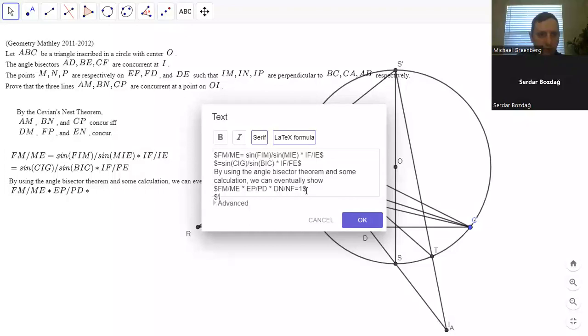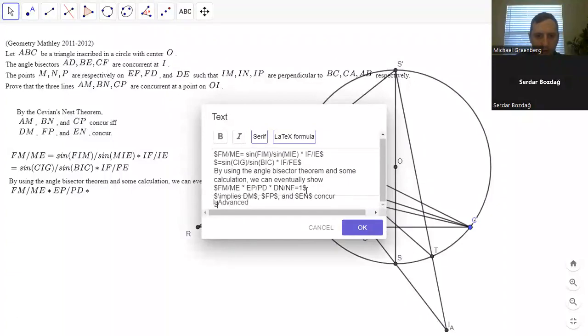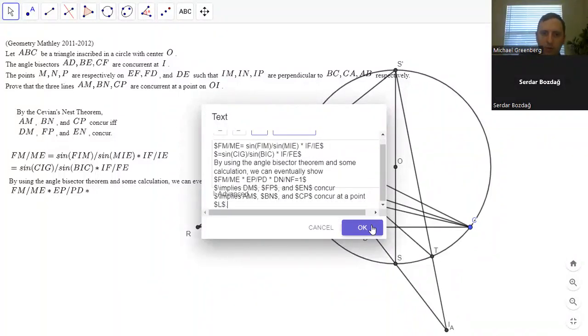And that means that the lines FP, EN, and DM concur at a point L. Concur, we'll just say concur. And that implies AM, BN, and CP concur at a point L. So that's the first part of this problem.